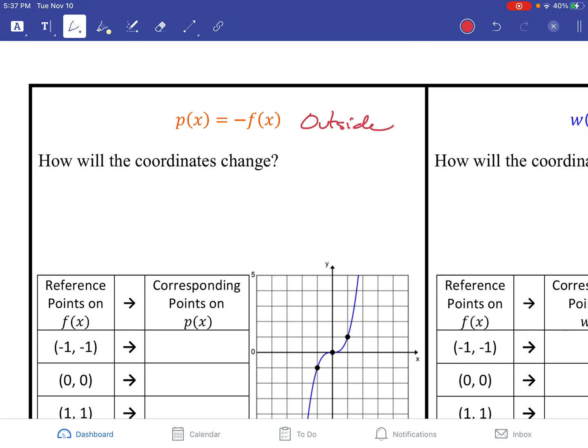Okay, this is going to reflect the graph over the x-axis. It's reflecting over the x-axis. So what that's going to change is all the y values are going to change. So I'm going to put that down. Change y values. All right. And it's going to change them by multiplying all of them by -1.